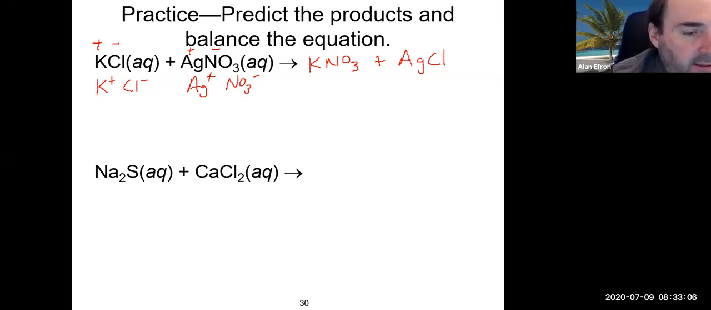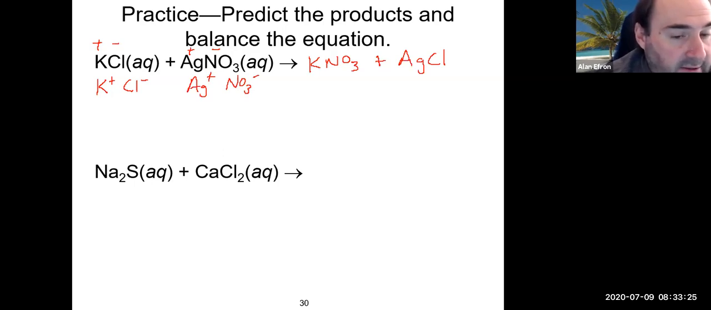Then at this point, you want to make sure that you are balanced. So if we look on the left-hand side, we have 1 potassium. Right-hand side, we have 1 potassium, 1 Cl, 1 Cl, 1 silver on the left, 1 on the right, and 1 NO3 on the left, and 1 NO3 on the right. So it actually is balanced.